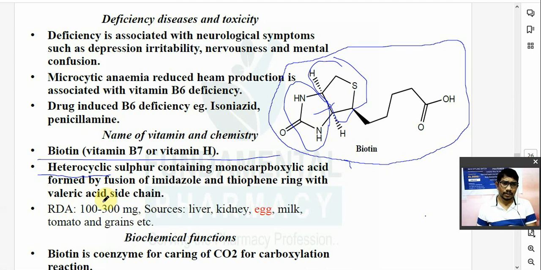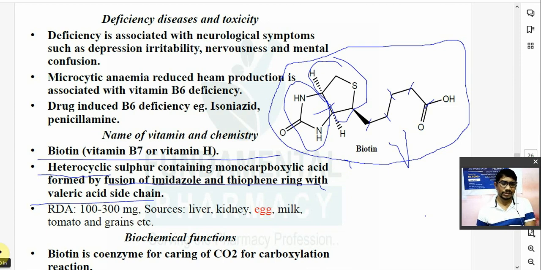It is made from a fusion of the imidazole ring with the thiophene ring, with valeric acid as a side chain. So this CH2 CH2 CH2 CH2 COOH is known as valeric acid. Vitamin B7, or biotin, is also known as vitamin H. It is a heterocyclic sulfur containing monocarboxylic acid formed by fusion of the thiophene ring and imidazole ring and having a side chain of valeric acid. The valeric acid will be in the side chain, and the fusion will be of thiophene and imidazole.